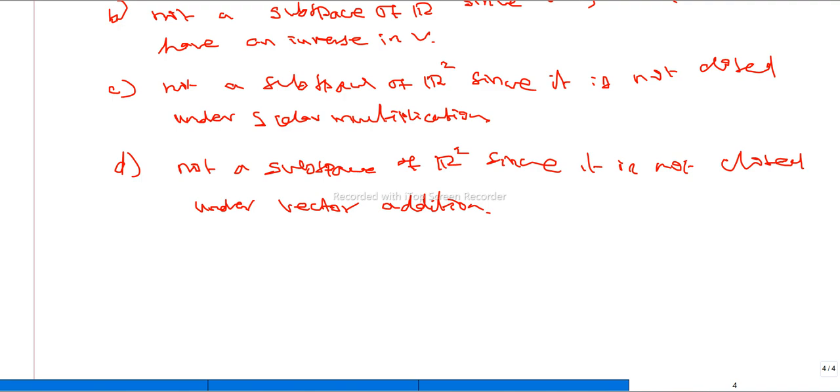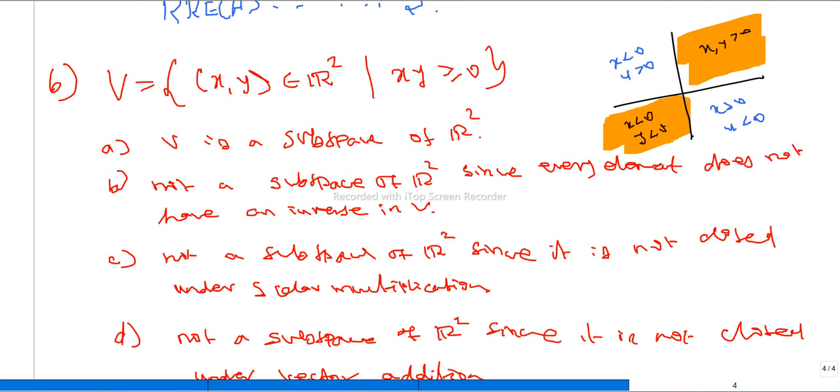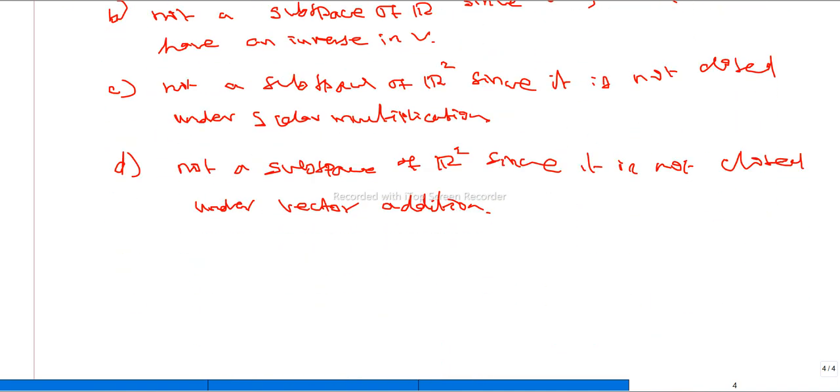So what is your guess? It's not closed in the vector addition, sir. Why? Because if we take minus 4 and minus 2, okay, and 2 and 4, if you sum this, you get minus 2 comma 2. Right? The product is not positive. Therefore, it's not closed under addition. Okay. What about scalar multiplication? It's always positive. It is not closed, sir. Yeah, it is not closed.